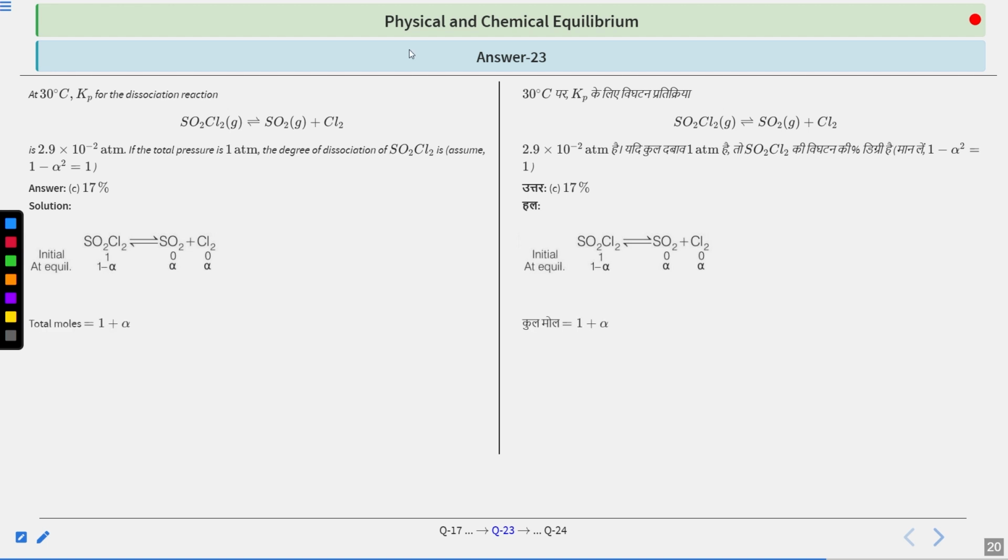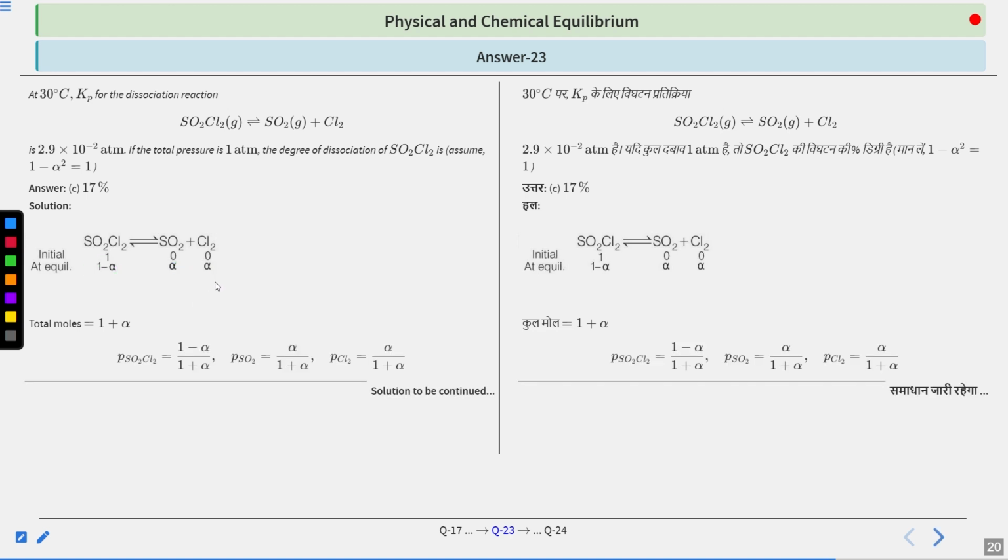So what will be the total number of moles? We'll add these three, 1 minus alpha plus alpha plus alpha, that will give you 1 plus alpha. And further, the pressure of SO2Cl2 can be written as how much? That will be 1 minus alpha by 1 plus alpha. Why are we writing this directly as the pressure of SO2Cl2? Because the pressure of SO2Cl2 will be nothing but the mole fraction multiplied by the total pressure. And since total pressure is 1, your pressure of SO2Cl2 is simply your mole fraction. Similarly, your pressure of SO2 is alpha by 1 plus alpha and your pressure of Cl2, which is chlorine, is alpha by 1 plus alpha. So this is the partial pressure of all of these three.